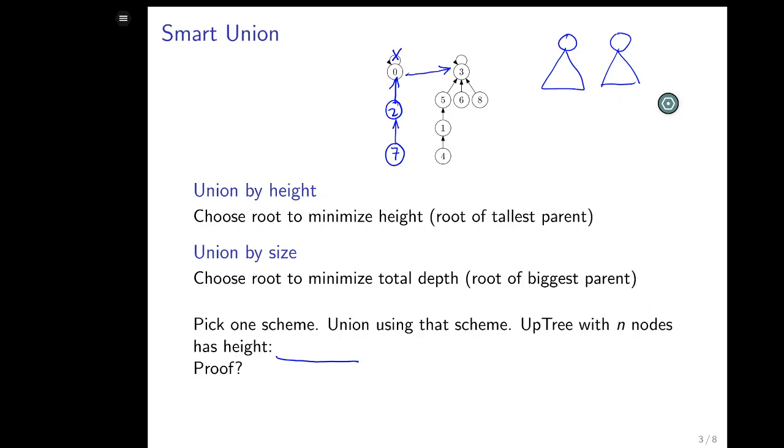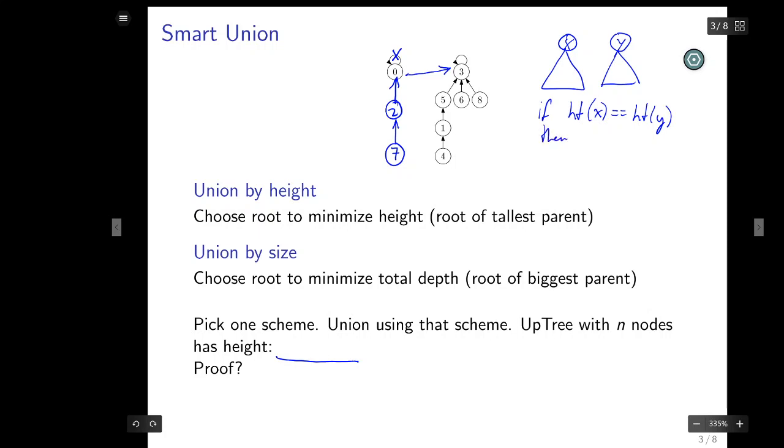Yeah, when the heights are the same. So let's say this is x and this is y. If the height of x is equal to the height of y, then when I do this, I don't have a choice. I could choose either one to be the short tree or the tall tree. It doesn't matter which one. But when I do this operation, the height of one of them, in this case it's y, goes up by 1.